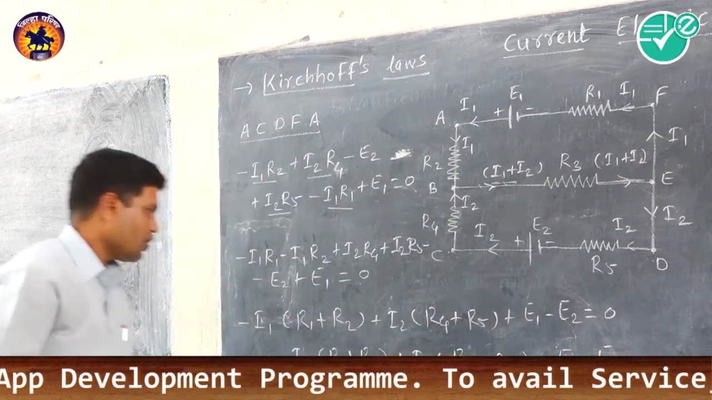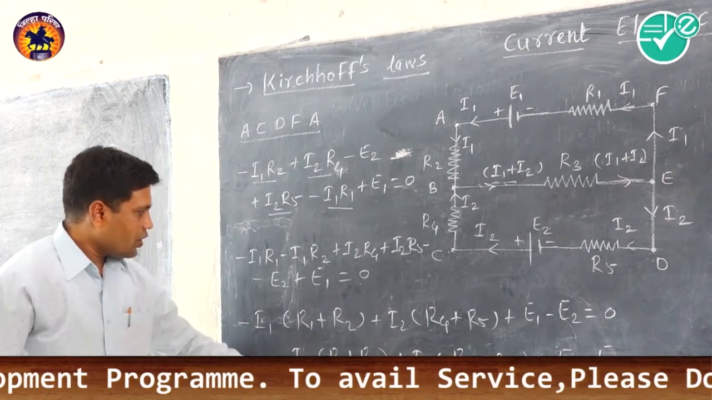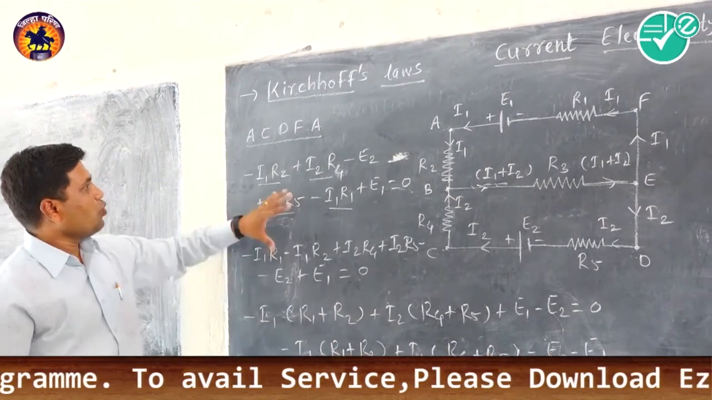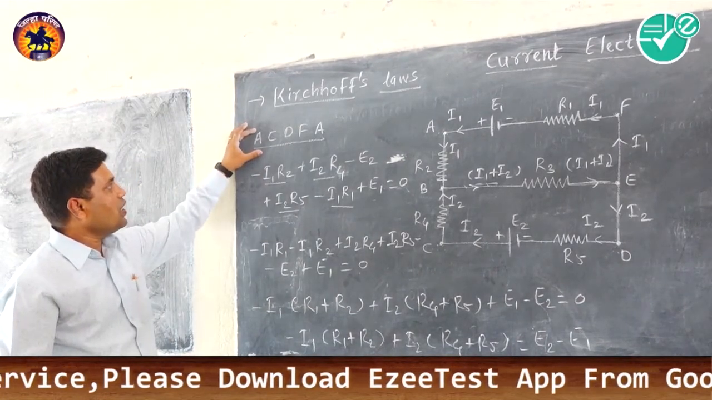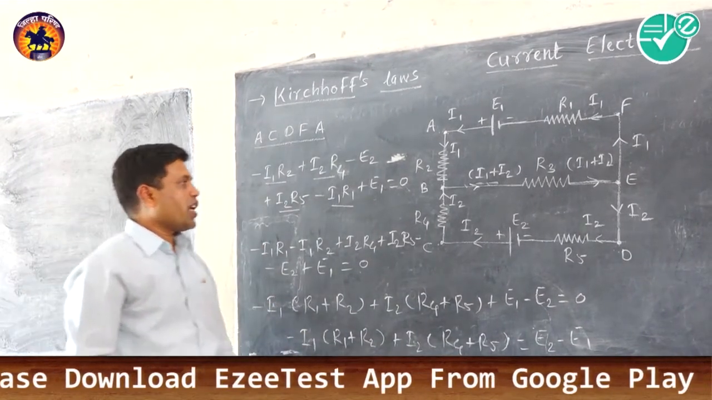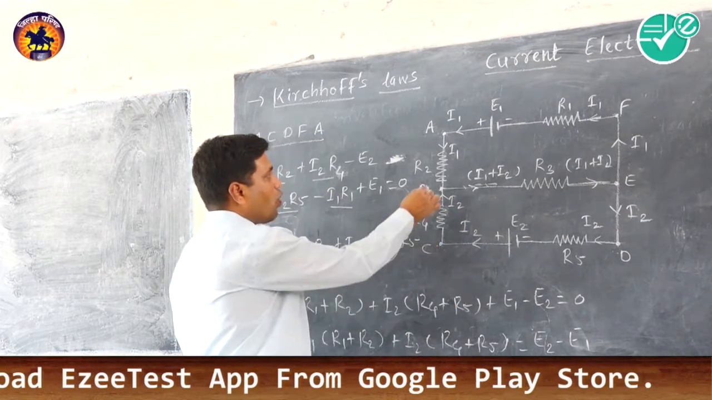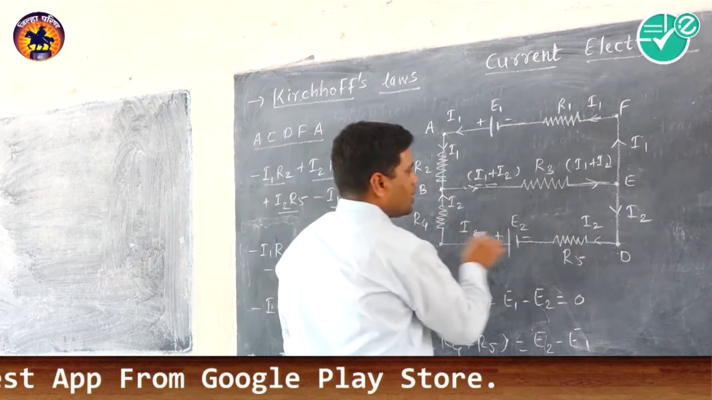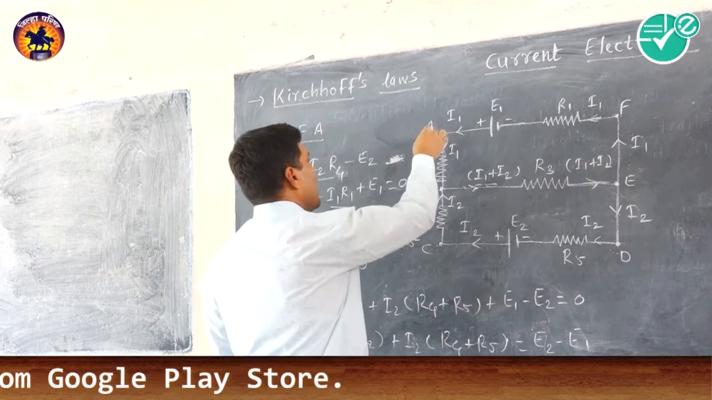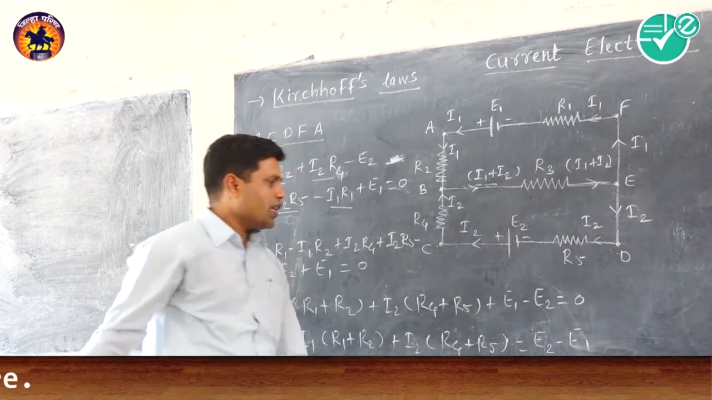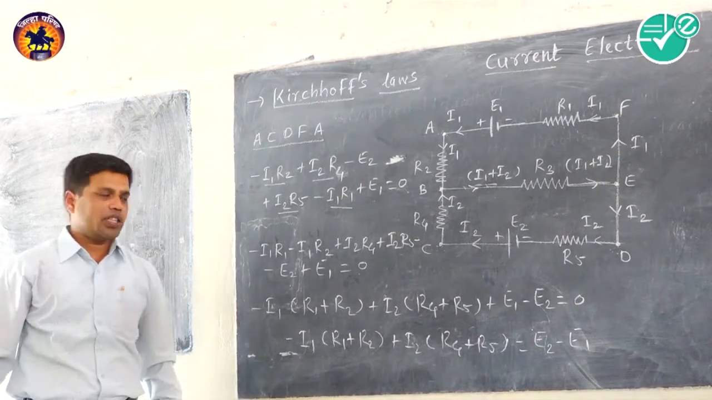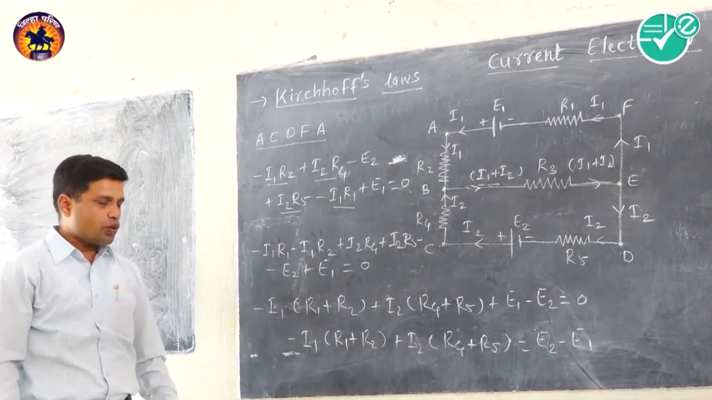These two statements give you Kirchhoff's voltage law that we have applied for the loop A, C, D, F, A. Similarly, you can apply Kirchhoff's voltage law for the loop B, C, D, E, B, and for the loop A, B, E, F, A. Okay, so I think you have got a brief idea about Kirchhoff's voltage law.